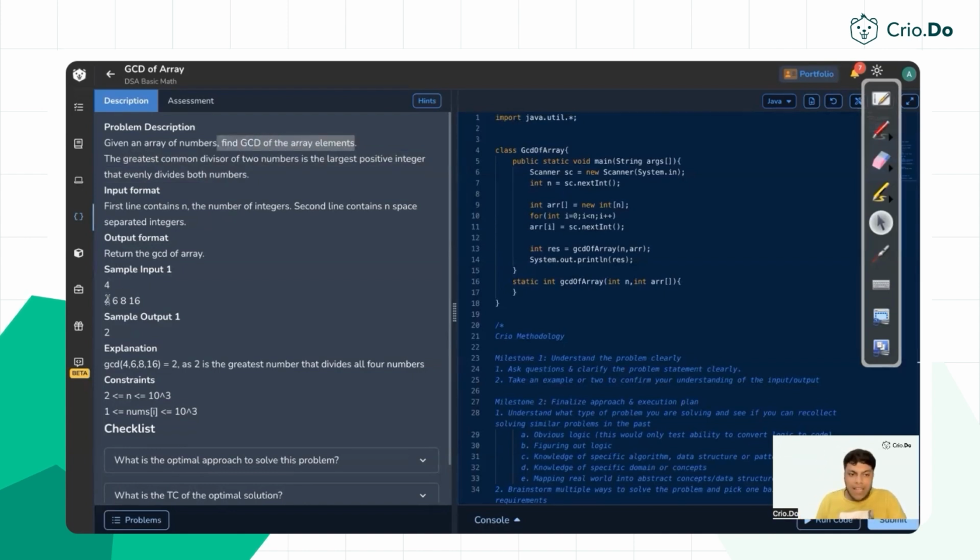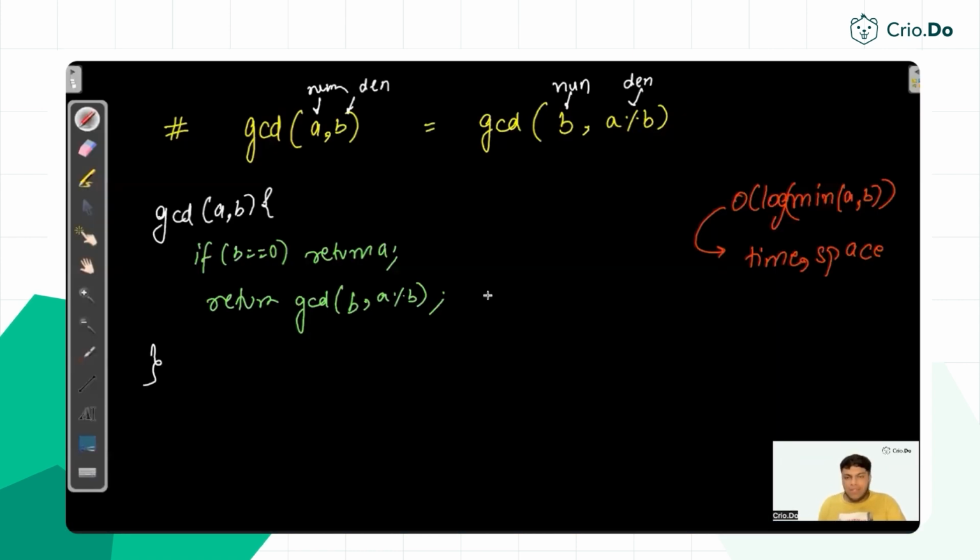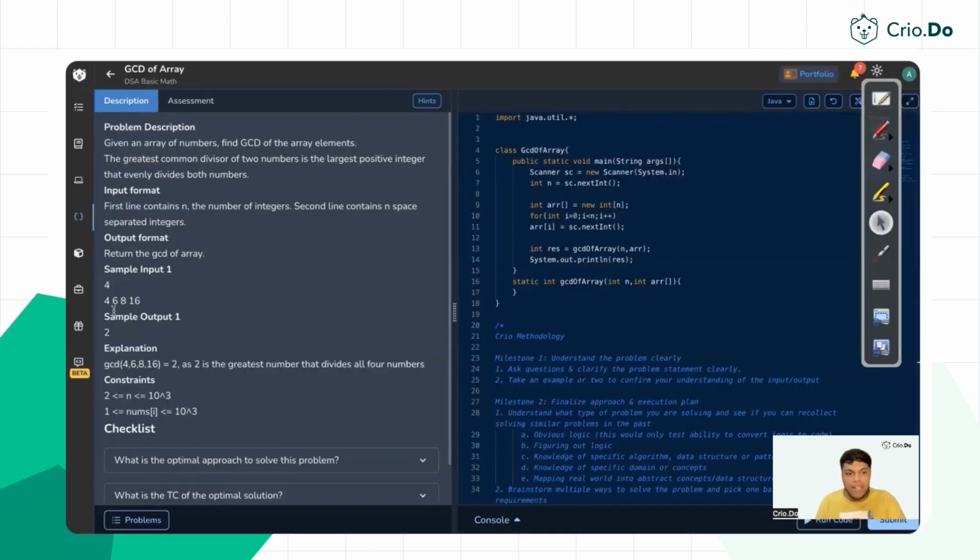So let's take the sample input. Sample input is very easy actually. There are four elements. So n is equal to 4, and the values present in the array are 4, 6, 8, 16. What is the GCD of all of these numbers? The GCD of the entire array will be based on the common divisors for all of these numbers.